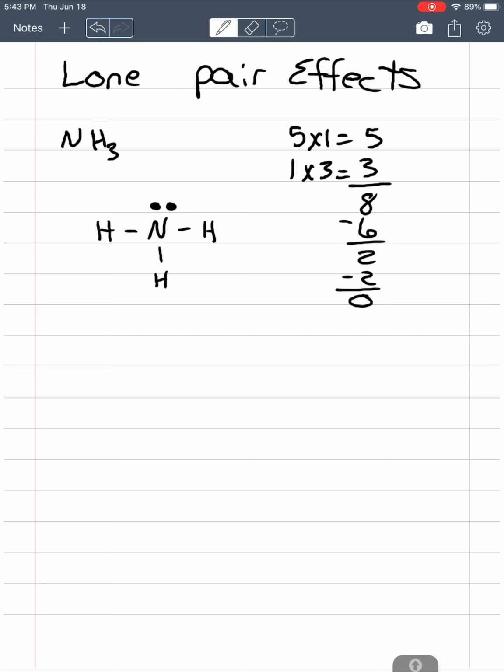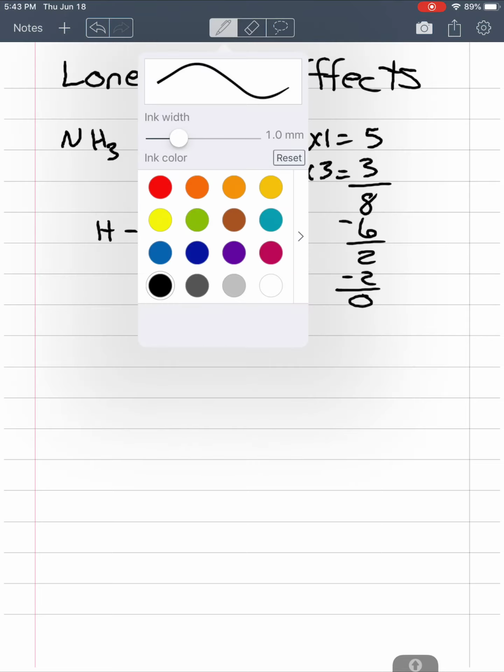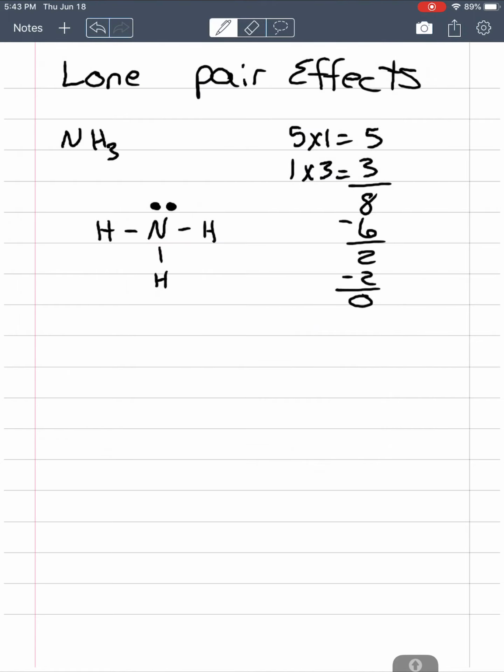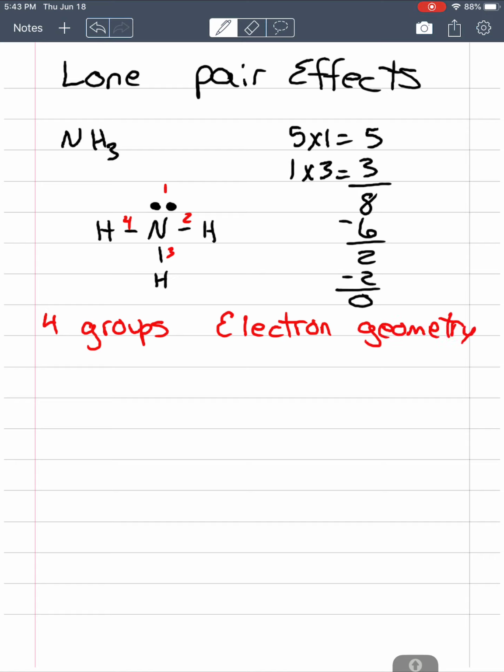All right. So let's take a look at this. There are two things we need to look at here. The total number of groups. 1 group, 2 groups, 3 groups, 4 groups. And so if you're looking at the groups without paying attention to the lone pairs, you're looking at electron geometry. And the electron geometry, we know 4 groups make something tetrahedral.